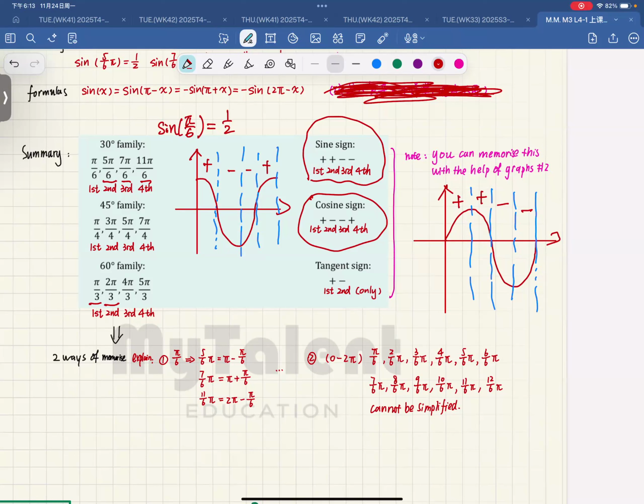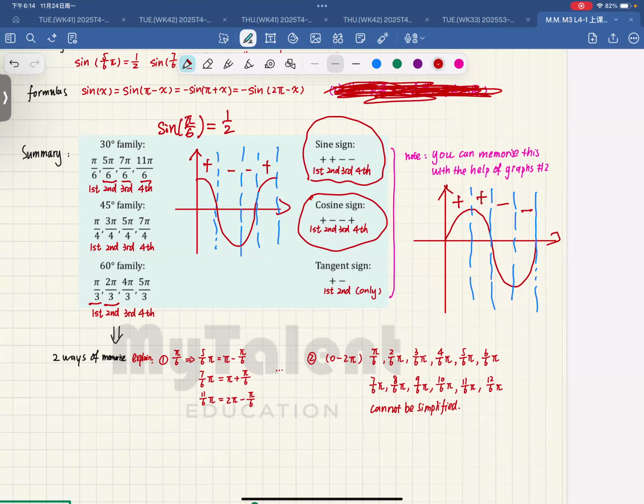And for this one, which family is it? It's 2 pi on 3, which is the 60-degree family. The 60-degree family is square root of 3, but it's negative. So basically that's positive, positive, negative, positive, negative.